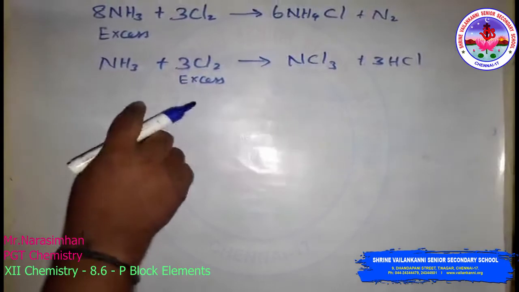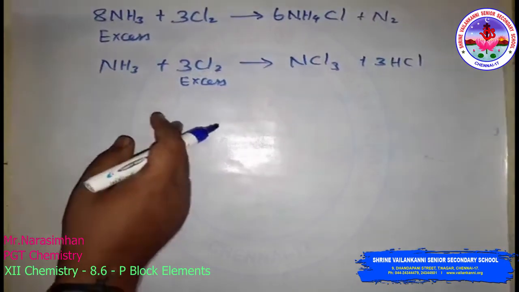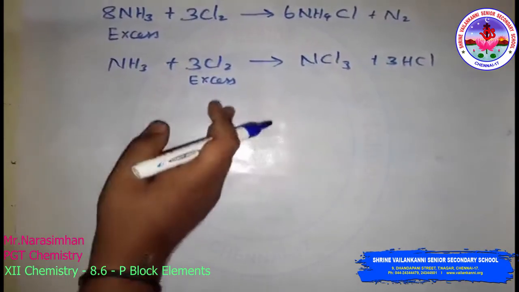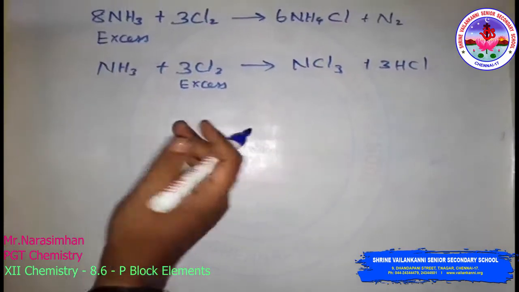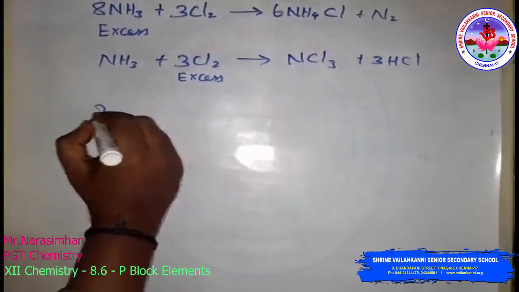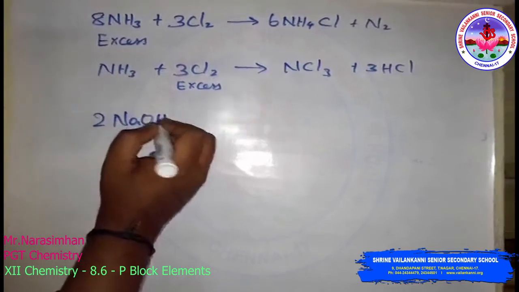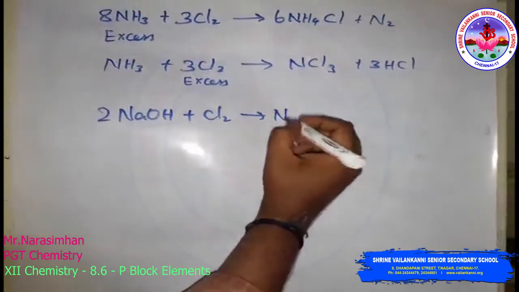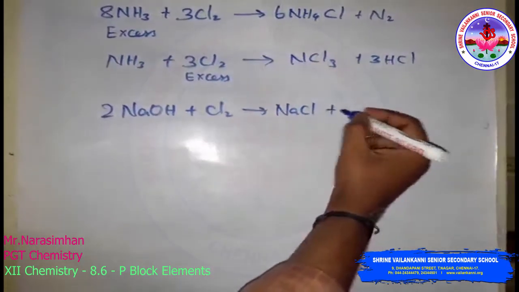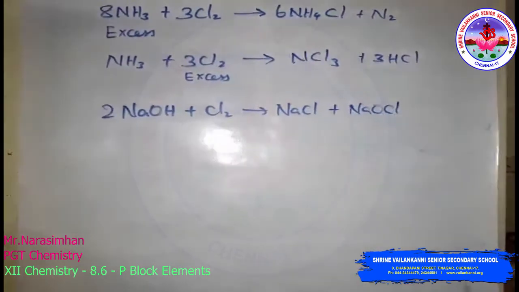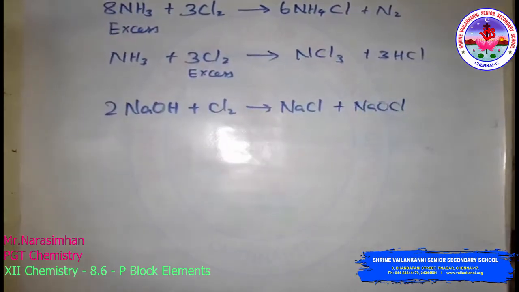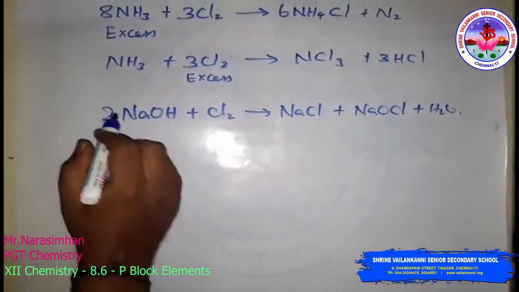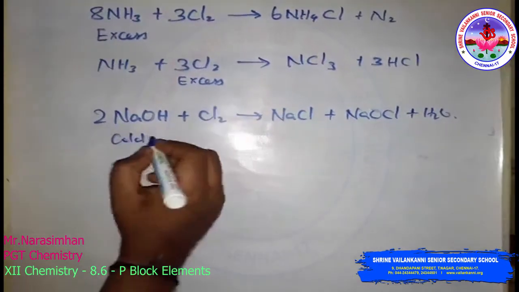With cold and dilute alkalis, chlorine produces a mixture of chloride and hypochlorite, but with hot and concentrated alkali it gives chloride and chlorate. For example, NaOH reacts with chlorine to form sodium chloride and sodium hypochlorite and water. This is cold and dilute.